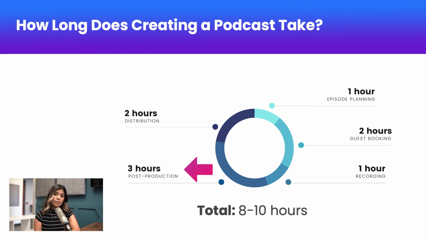Next, you're going to go into your post-production, which is the most time-consuming piece of this process. That typically takes about 3 hours. Lastly, you're going to do the distribution. Most of this is pre-scheduled, but that, of course, takes time loading into all of the platforms. So that's about 2 hours. So like I said, on average, 8 to 10 hours.